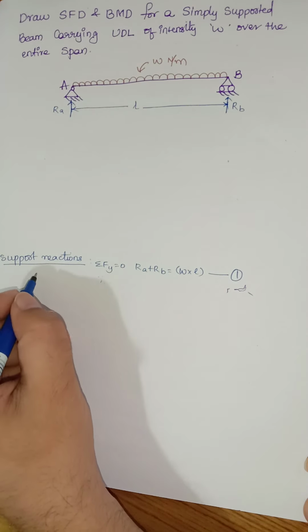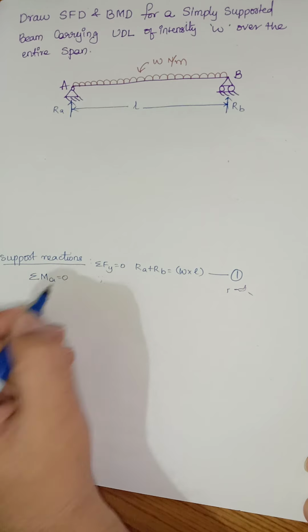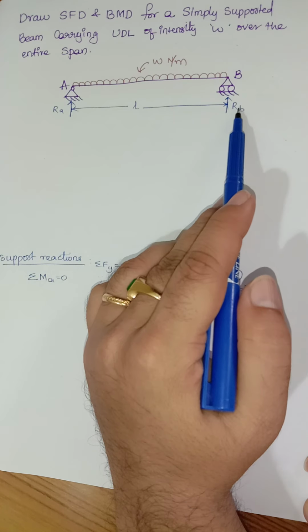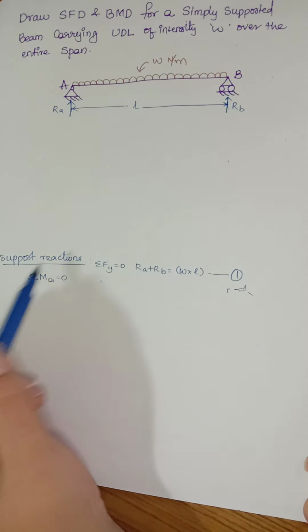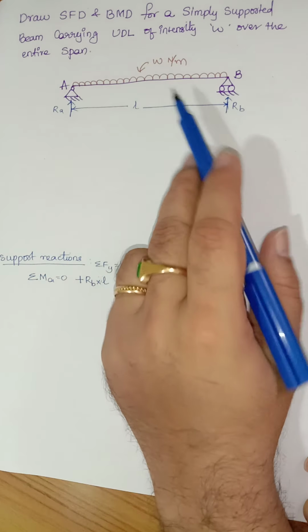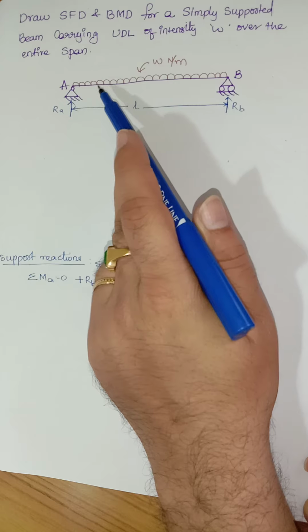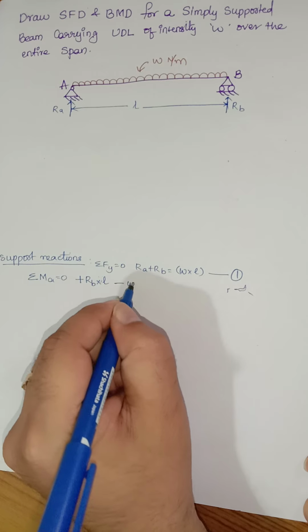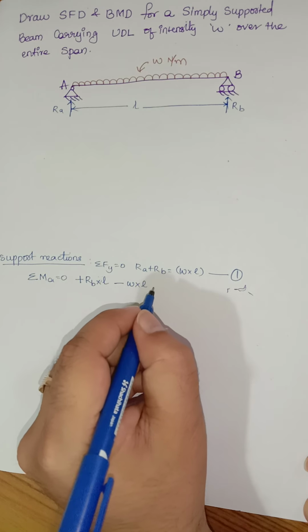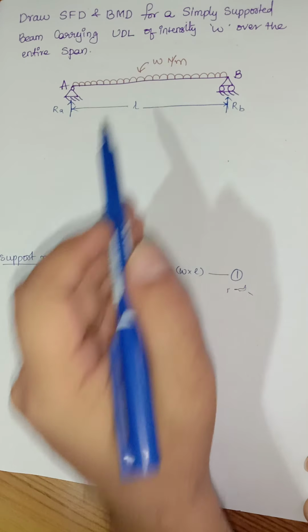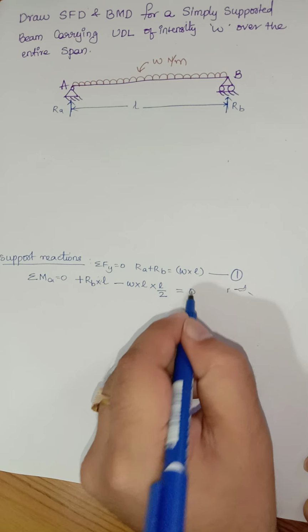Now let us take moment at point A. Sigma moment taken at point A is equal to 0. With respect to point A, there are two forces creating some moment. Let us go with RB first. RB multiplied by L will be the moment, and it is acting in the anti-clockwise direction. Anti-clockwise moment should be taken positive, plus RB multiplied by L. And W with respect to point A is creating a clockwise rotational effect. So minus W multiplied by L is the intensity multiplied by L, and it will be acting exactly at a distance of L by 2. So I'll take this one as L by 2 is equal to 0.